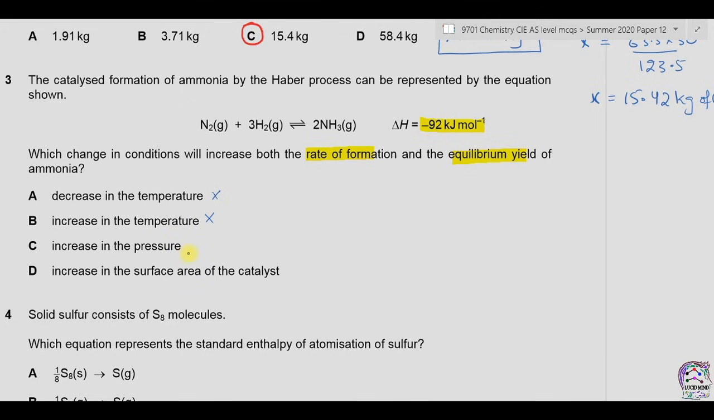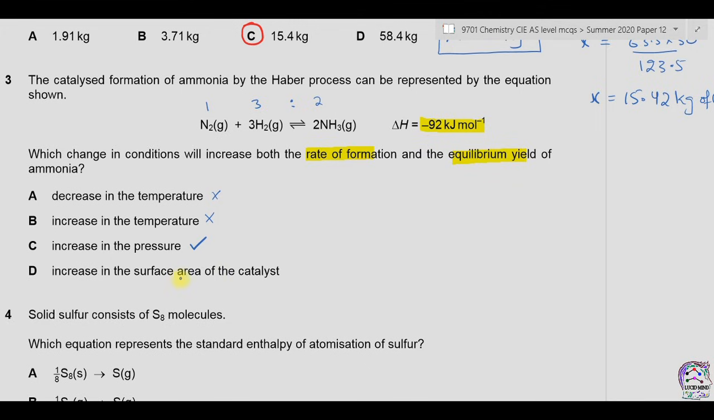C says increase in the pressure. Now let's find out the number of moles. We have 1 mole of nitrogen gas, 3 moles of hydrogen gas, and 2 moles of ammonia gas present in the product. We know that whenever the pressure is increased, the reaction moves from more number of moles to less number of moles, or in this case more product is formed. And pressure can also increase the rate of reaction because the molecules come close together and there are more effective collisions. So therefore increase in pressure can increase both the rate and also the equilibrium yield of ammonia.